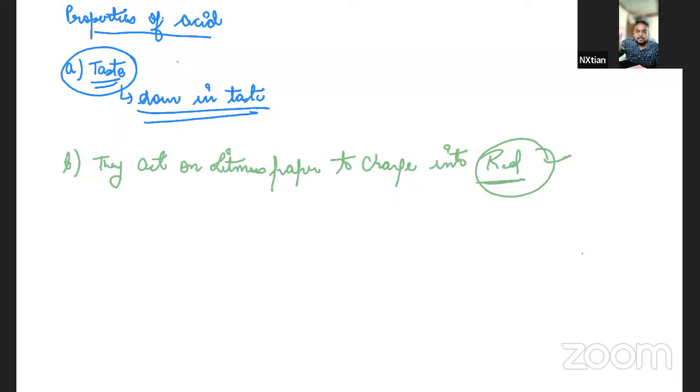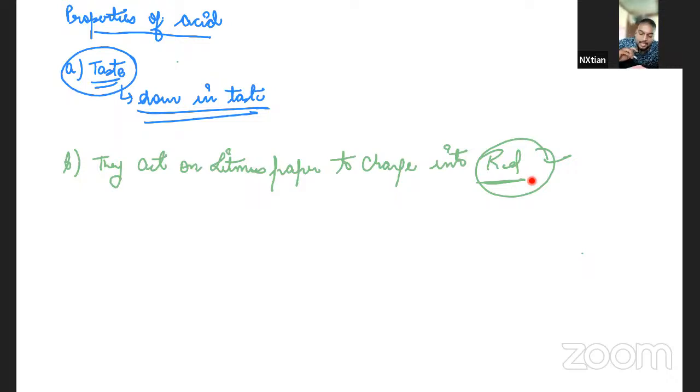Blue litmus paper will convert into red. Understand it like this: they act on litmus paper. I told you the indicators. The blue litmus paper will change into red litmus paper because of the acid. Understood, guys? Yes or no?